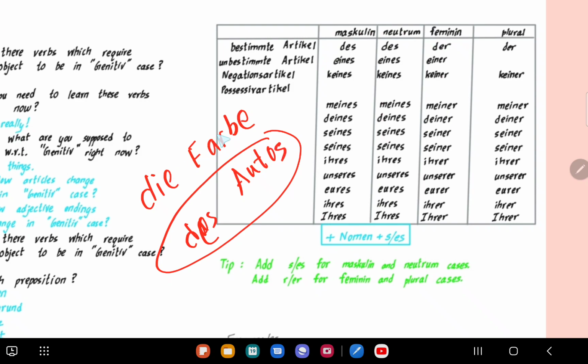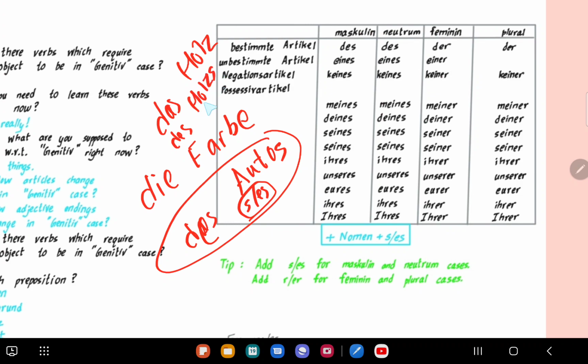You can say the color of the man, so the Farbe des Mannes. Okay, so you add S or ES depending upon which one sounds better. So if it was, let's say, the color of the wood, so wood is Holz, and in genitive das will become des and Holzes.